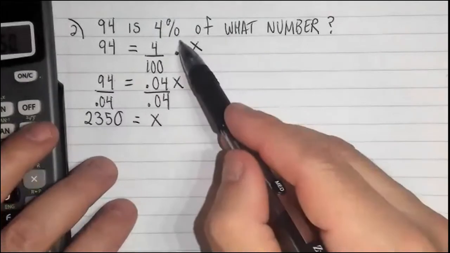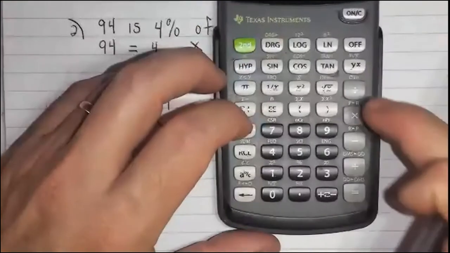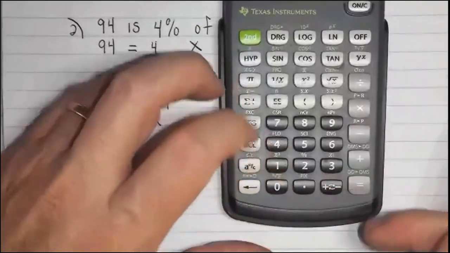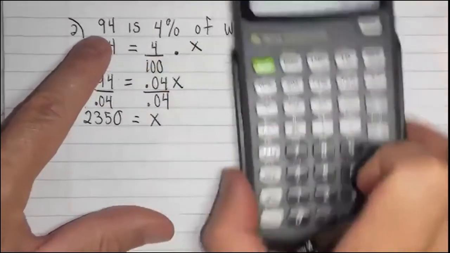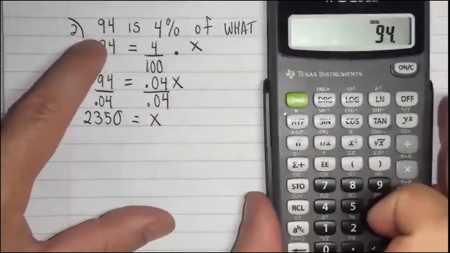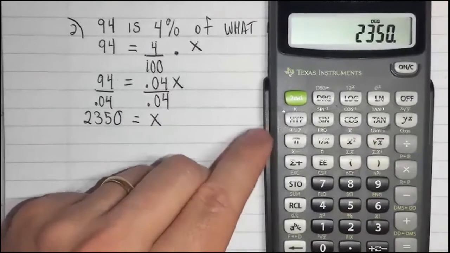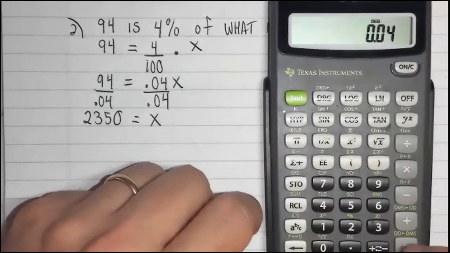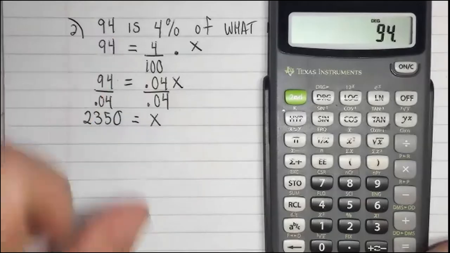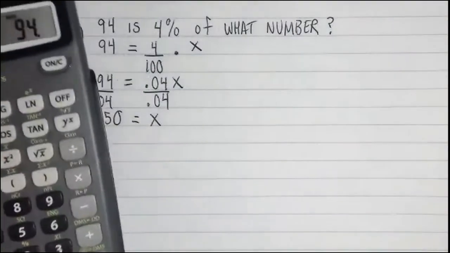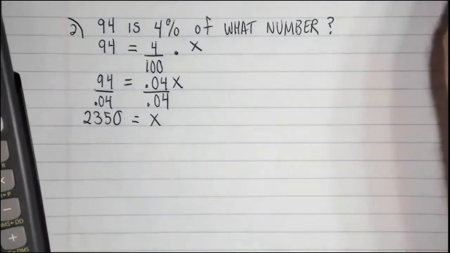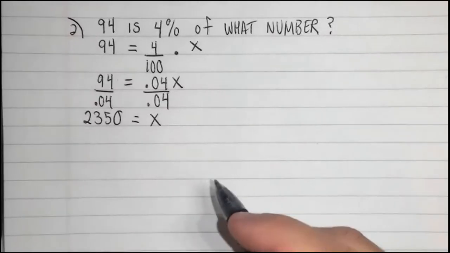And it's an easy check. If you take that number, multiply it by 4%, or multiply it by 0.04, you should come back to that original number of 94. And you do. Again, what I did was 2,350 times 4%, which is 0.04, and it comes back to that value of 94.